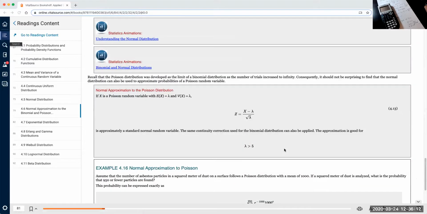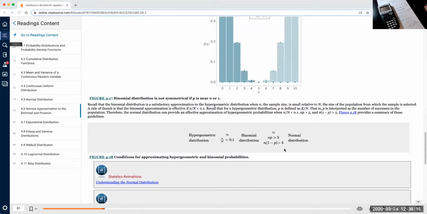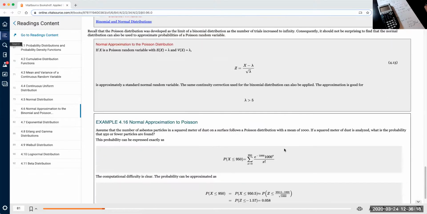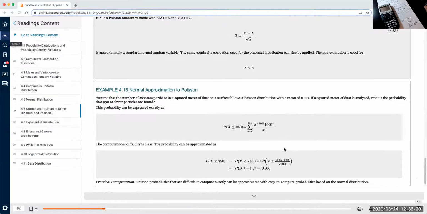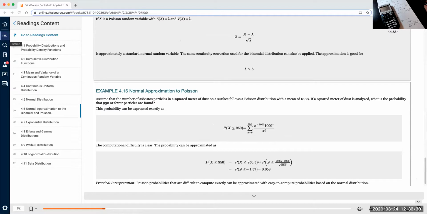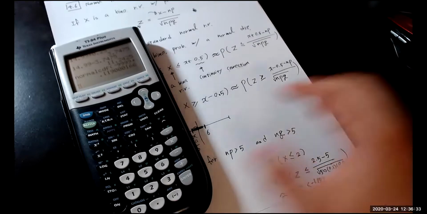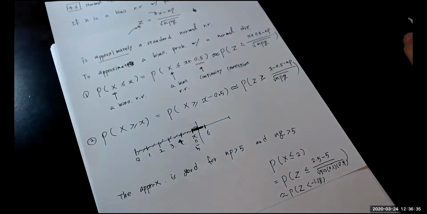Okay, so now what is the next one? Let me skip example 4.16. I'm sure you can figure out this problem, which is similar to 4.15. Okay, so next one.